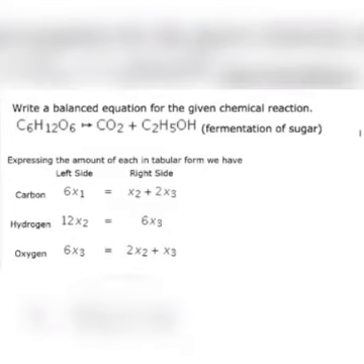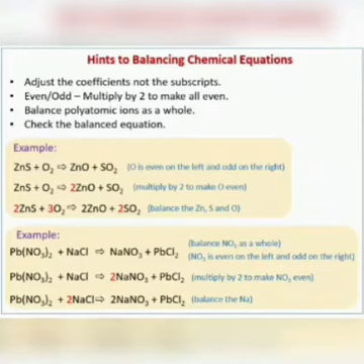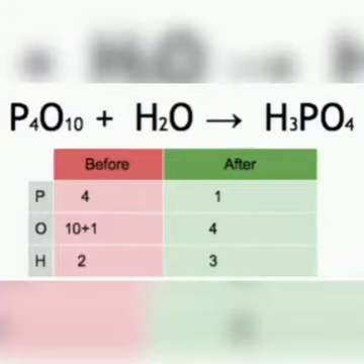Balancing a chemical equation: the process of making the number of different types of atoms equal on both sides of an equation is called balancing the equation.